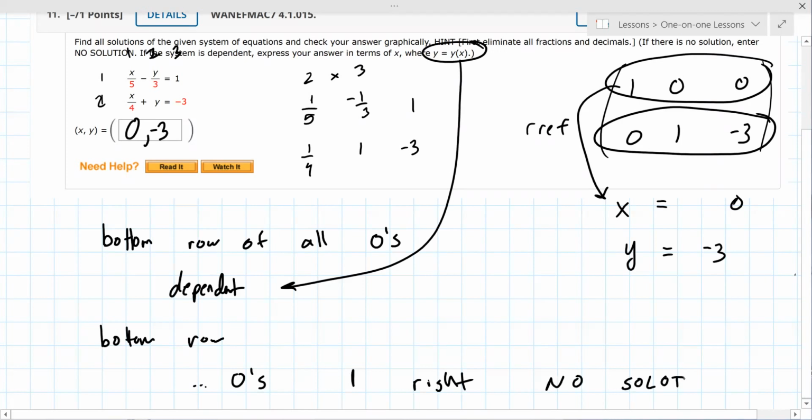So it's like 0, 0, then 1. Which again we don't have, but it's like 0 equals a number, like 0x equals 1. That's impossible.